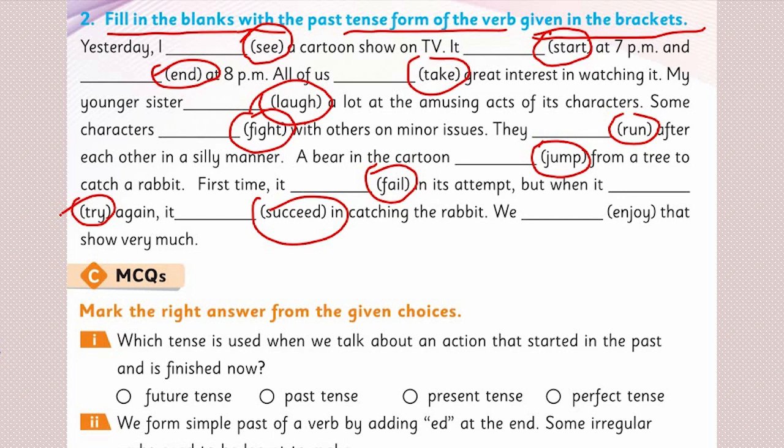Let me do the first one for you. Yesterday I see. Yes, we have discussed this. See is the present form, the first form of verb. And what will be the second form of verb? Yes, saw here. I hope you can identify and change the present form of tenses here into second form.